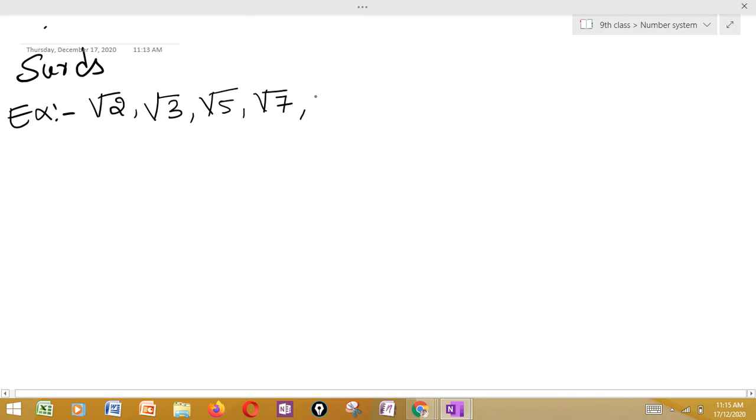Yes, root 7. Irrational number. Root 7, yes, irrational. Okay, all these things are nothing but irrational numbers, those which are not surds.